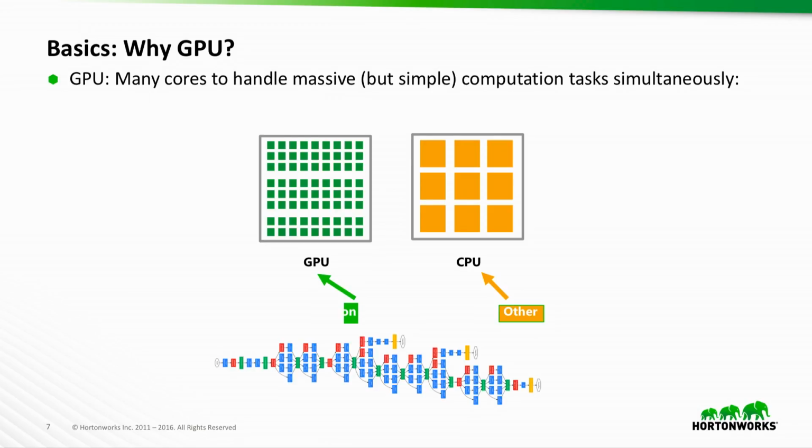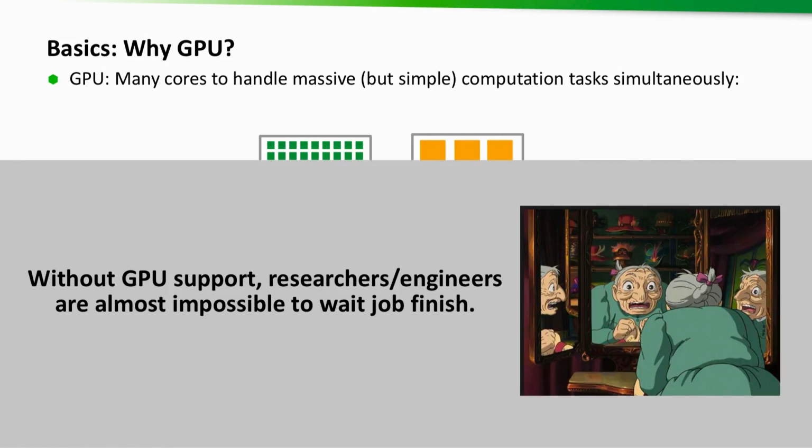The reason we use GPU is that without GPU support, it is almost impossible for researchers and engineers to wait for the job to finish, because many training jobs will take several weeks, and we cannot wait so long to get feedback on any parameter changes.